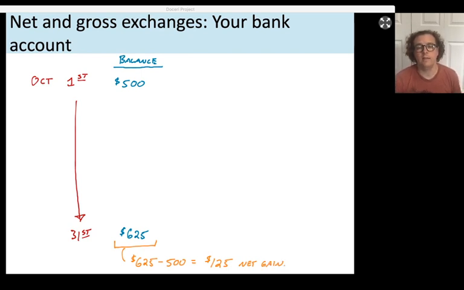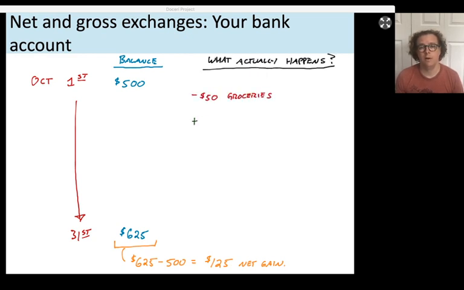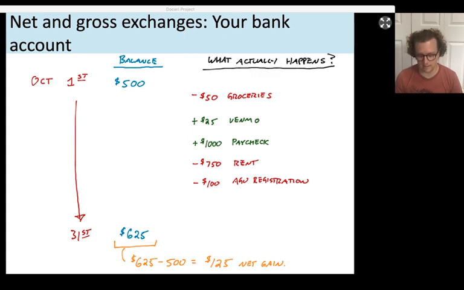And it's tempting to think about a bank account at this level because it's very simple, right? Either the balance went up or it went down, and I can tell you exactly how much. But the reality of a bank statement reveals it's much more complicated than that. So what actually might have happened over the course of the month, perhaps I spent $50 on groceries, somebody Venmoed me $25 to pay me back, I had a $1,000 paycheck come in, then I spent money on rent and registered for a conference, let's say.